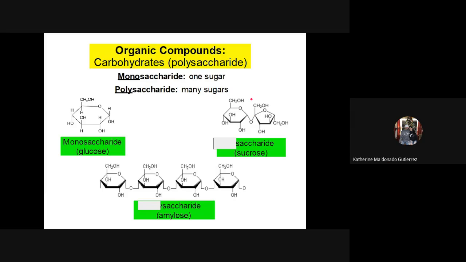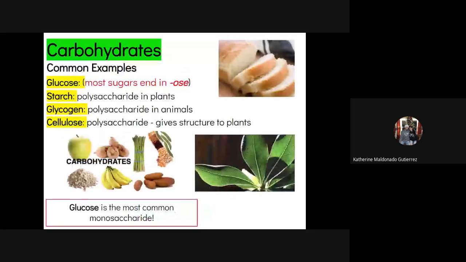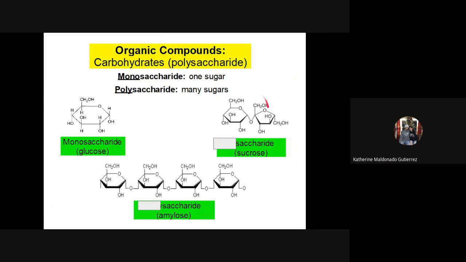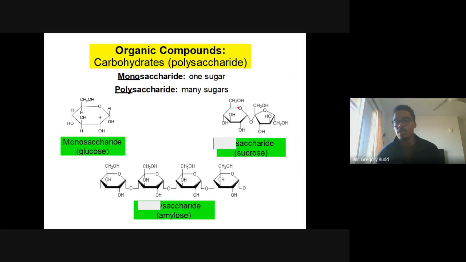Can you go back up? I didn't read the last part. Okay, all right. So I've got one carbon ring here. So that's a monosaccharide. Mono means one. How many rings do I have here? Two. Thank you, Kathy. So this, we need a prefix that means two. Does anybody know of a prefix that means two?